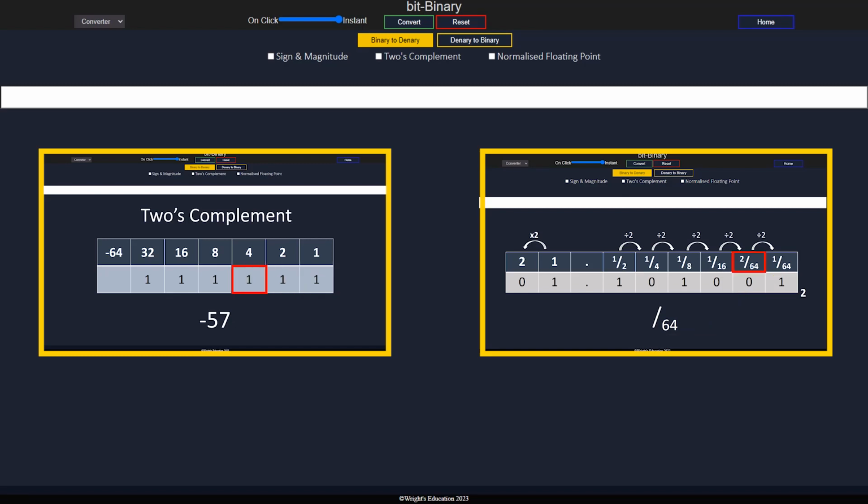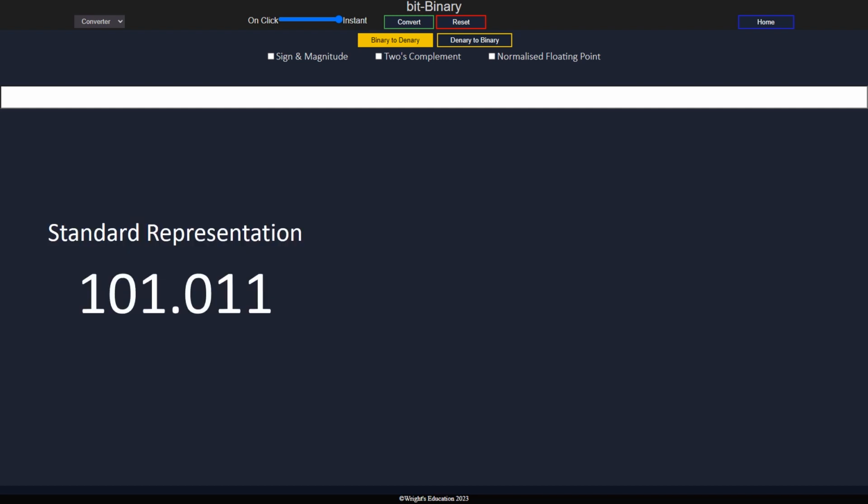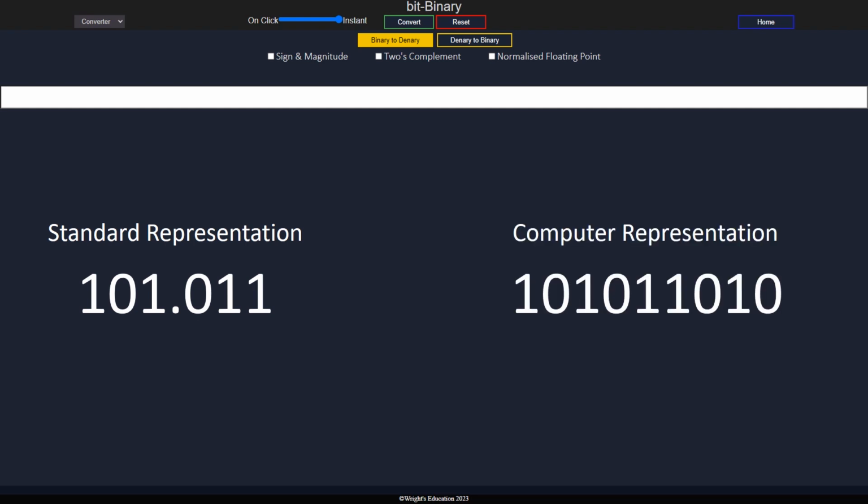In the previous videos, we have looked at fractions in binary and how to represent negative numbers using 2's complement. It is recommended to watch those before this one. Normalised floating point is the method used by computers to deal with decimal numbers.